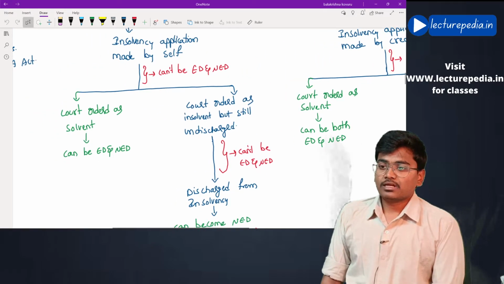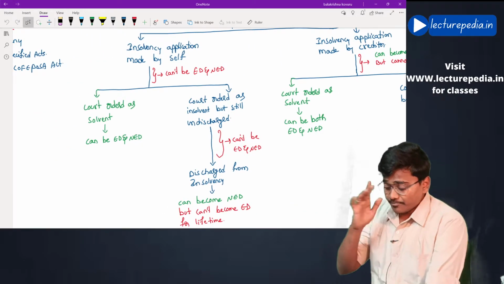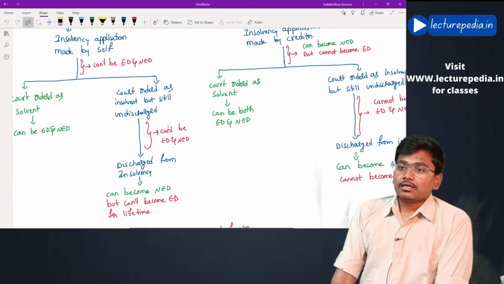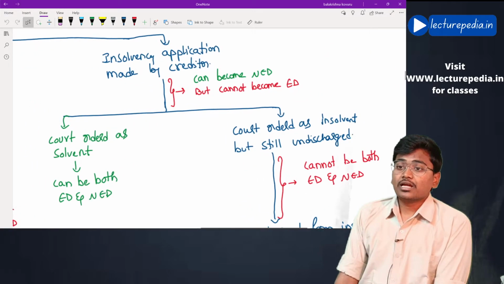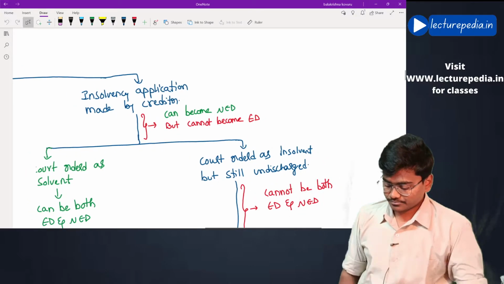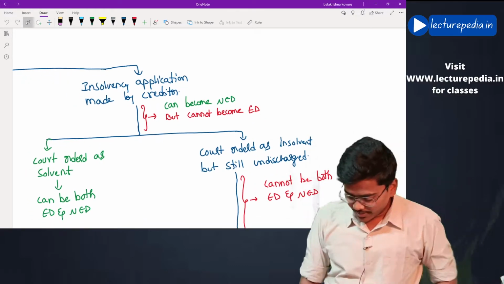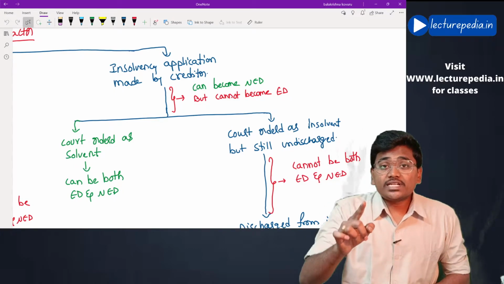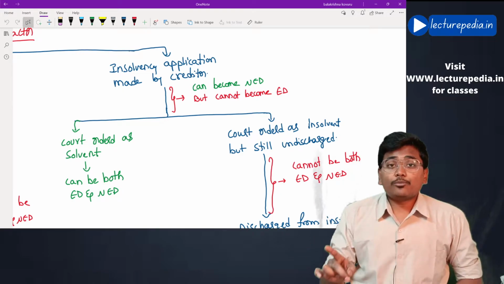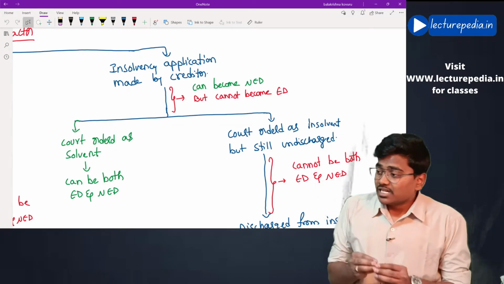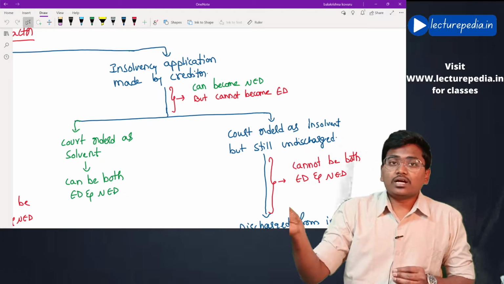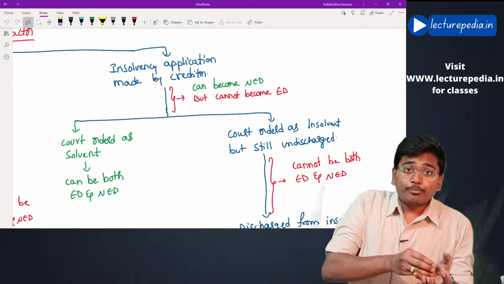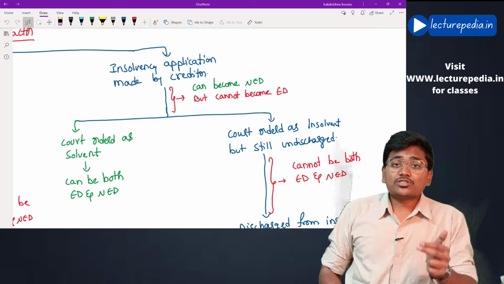Now, this is the situation if the insolvency application is made by himself. Now, the insolvency application is made by a creditor. If the insolvency application is made by a creditor, till the time the court passes an order, he can be appointed as non-executive director but cannot be appointed as executive director, because if the creditor has initiated an insolvency application, it means the person has not paid dues to the creditor. This is one of the disqualifications for executive director.